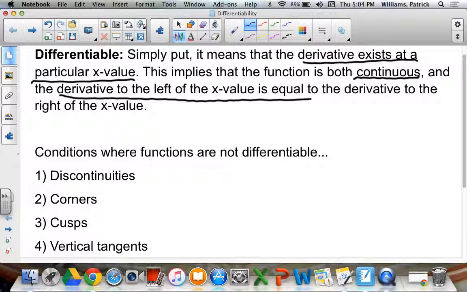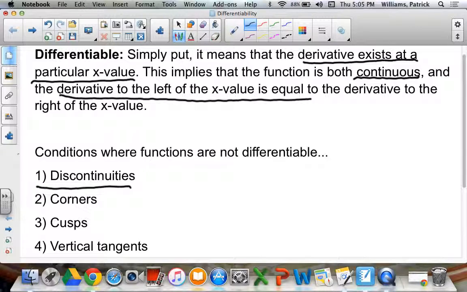are equal. So remember that the derivative itself is a limit. And remember the first thing we found about limits is that for a limit to exist, it has to be the same at the left and the right of a point. So therefore, if the derivative is a limit and the derivative is different to the left and the right of a certain point, that means the derivative at that point cannot exist. Okay? So let's talk first of all about conditions where functions are not differentiable.